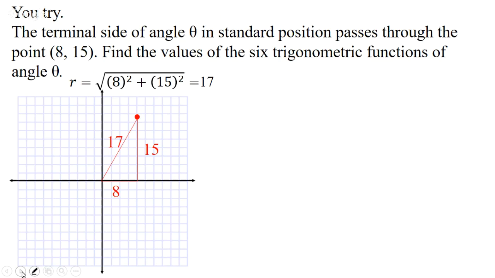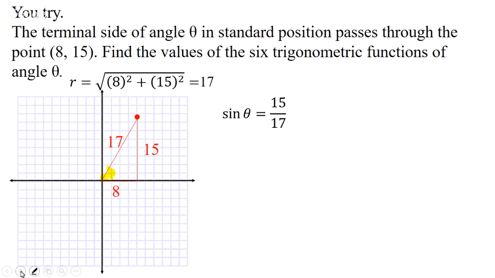Now that I have my triangle, I can do all 6 trig functions. Remember, when I'm doing my trig functions, I'm always looking at my reference angle, which is by the origin. That's my reference angle right here. When I'm trying to find the sine, sine is opposite over hypotenuse. Opposite my origin is 15. The hypotenuse is 17. So 15 over 17 is sine.